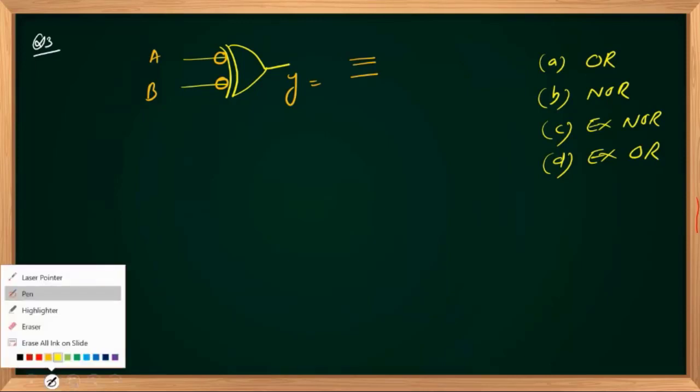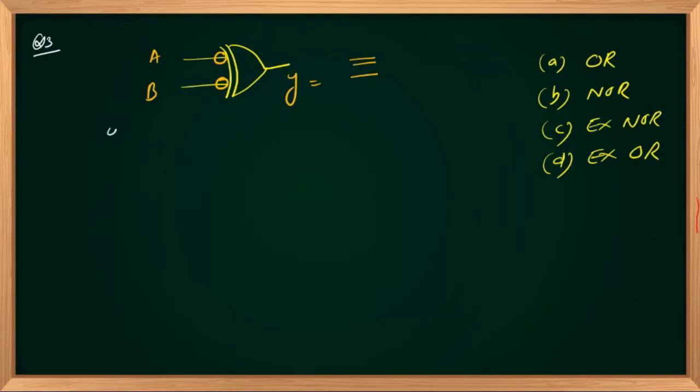Right. The expression of XOR was Y equal to, what was the expression? Different inputs will give me the output equal to one, right? So different means A is 0, so A bar, B is 1, so B. Second possibility is A is 1, B is 0. And here A and B are actual inputs, right? Actual input.